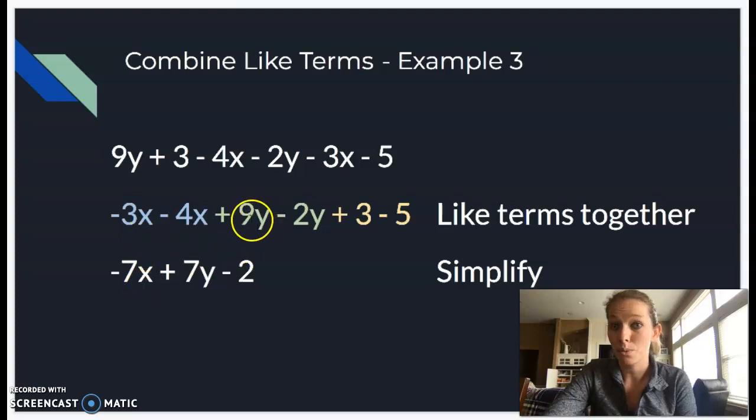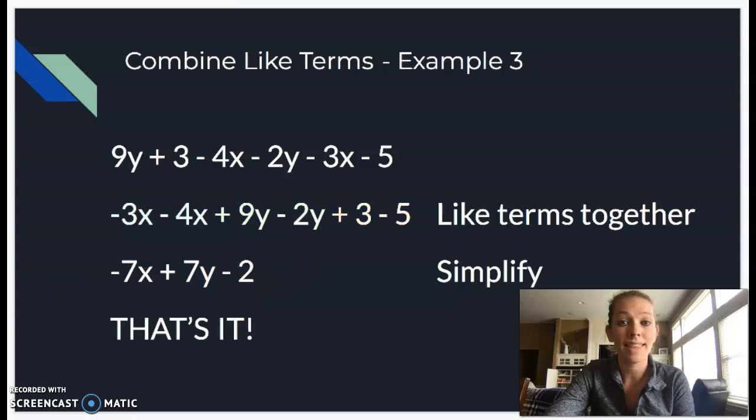The next one is y's. My 9 minus my 2 gives me 7. And that's with the y. And the last one is with our constants. We have a 3 minus 5, and 3 minus 5 is negative 2. And so I write that as minus 2 down. Now, you could write that as plus a negative 2, but it's simplified when you just have one sign there, so we do like it better as just a minus 2.